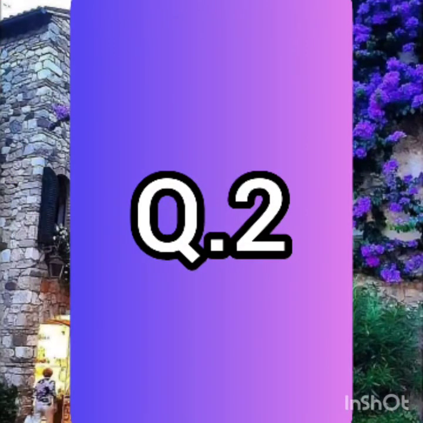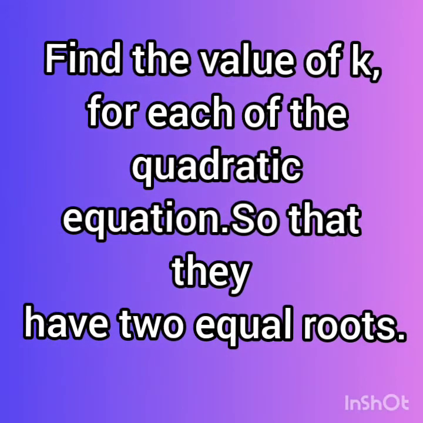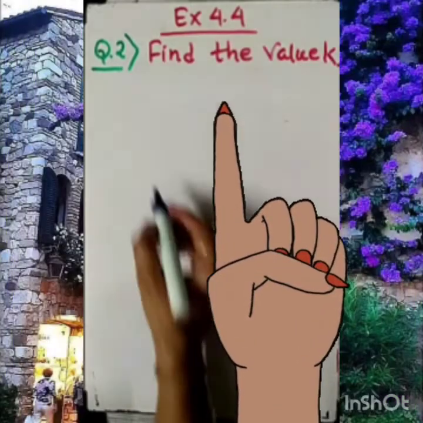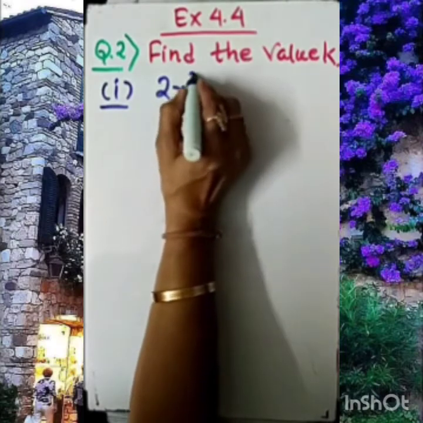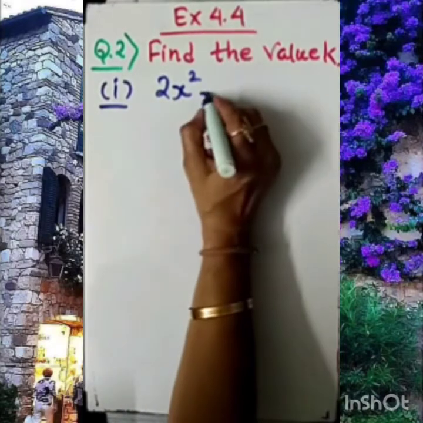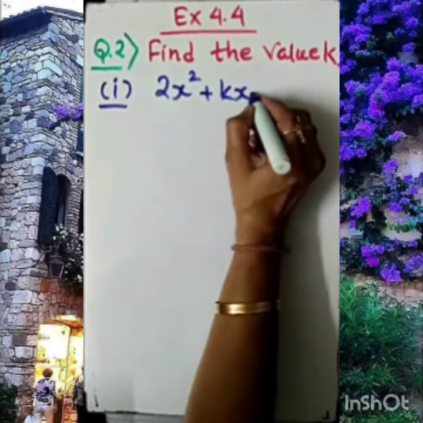So, my dear student, exercise 4.4, question number 2 is on your screen. Find the values of k in each of the following quadratic equations so that they have two equal roots. Okay. First equation we are given is 2x square plus kx plus 3 equals 0.